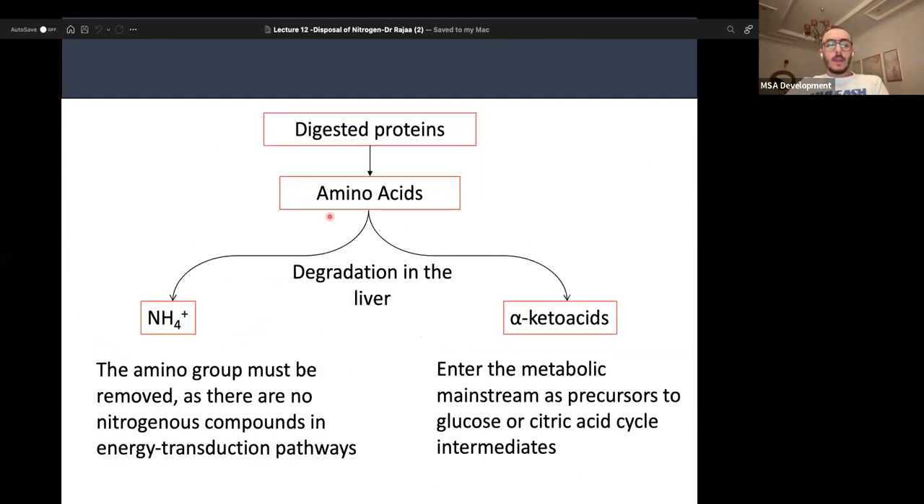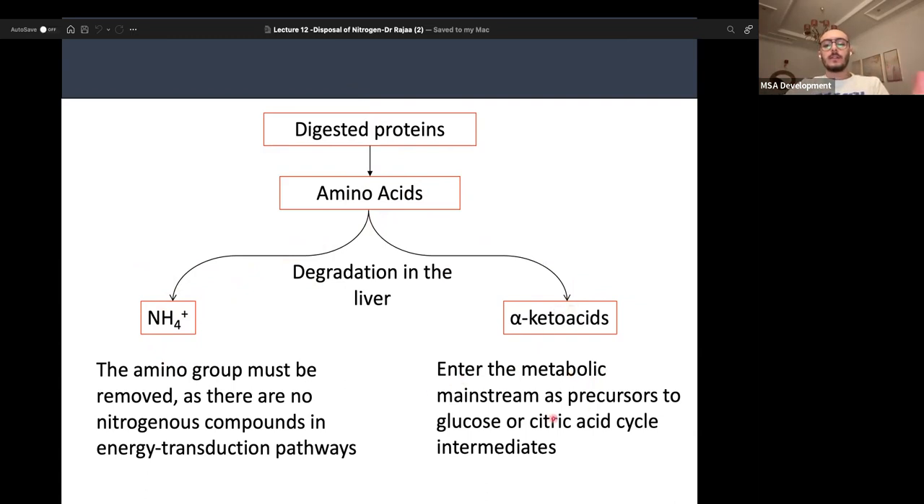This is basically what I explained. The digested proteins of what we eat will become amino acids, the simpler part of the proteins, which will be degraded in the liver. All of this happens in the liver. Basically, everything happens in the liver. It will be degraded into an NH4 molecule, which is the ammonia, and an alpha keto acid, which will be used as energy or ATP later. You can read it here.